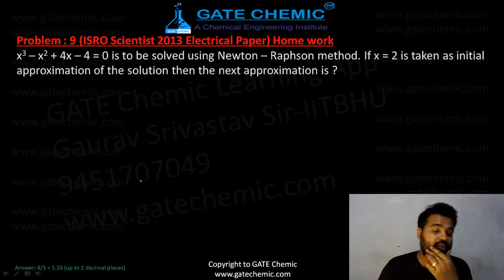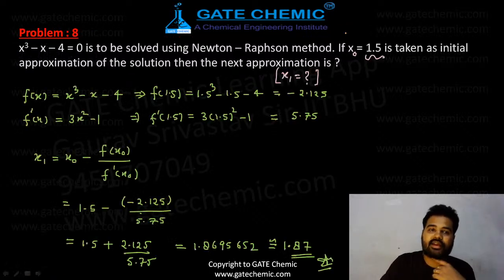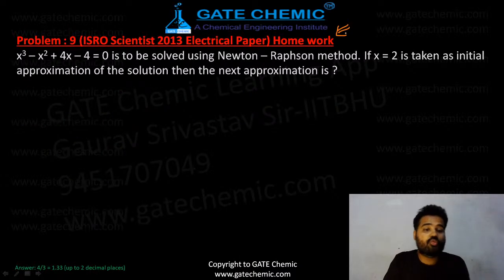Okay, so I'm taking one beautiful problem from ISRO scientist 2013 electrical paper. So this is your homework, beta. Similar problem as this problem. Okay, so this is your homework and your answer should be 4/3, that is 1.33 up to 2 decimal places. So do complete this as homework, beta.